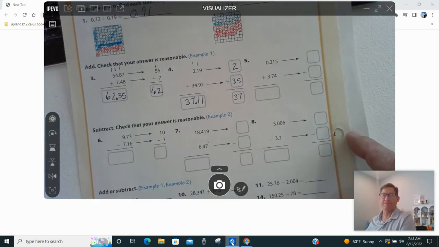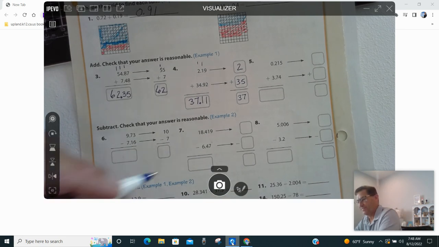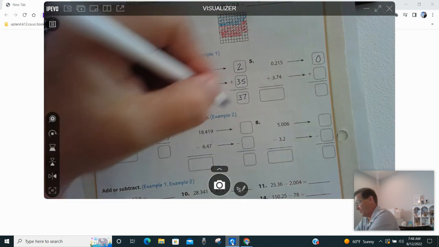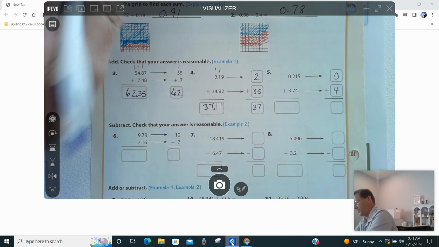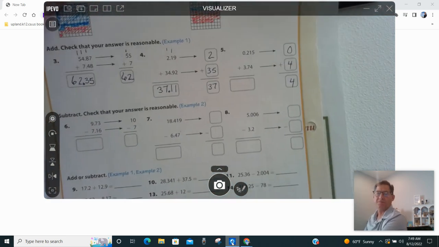All right, number 5. All right, so 215 thousandths. If we round that, that's going to be 0. And 3 and 74 hundredths, that's going to be 4. So we should expect an answer close to 4.